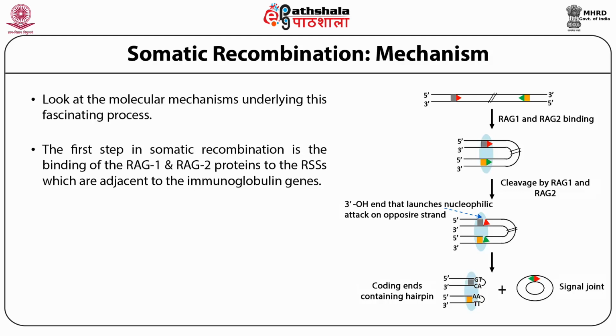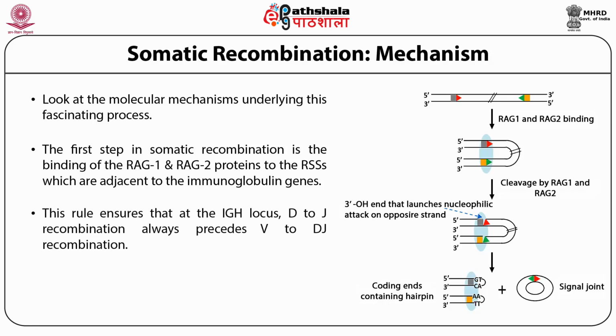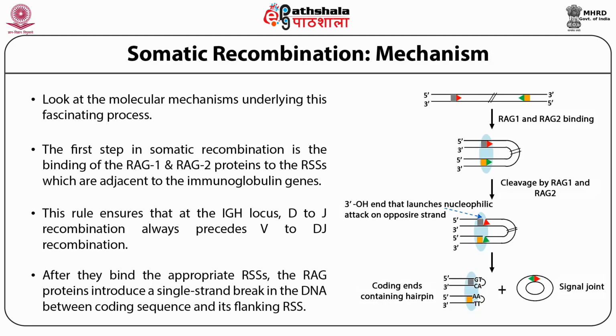A general rule regarding the RSS is that the 12 base pair RSS recombines only with the 23 base pair RSS and vice versa. This is known as the 12-23 rule. This rule ensures that at the IGH locus, D to J recombination always occurs before V to DJ recombination. After they bind the appropriate RSS, the RAG proteins introduce a single strand break in the DNA between the coding sequence and its flanking RSS. This break is introduced at precisely the 5' border of each RSS.